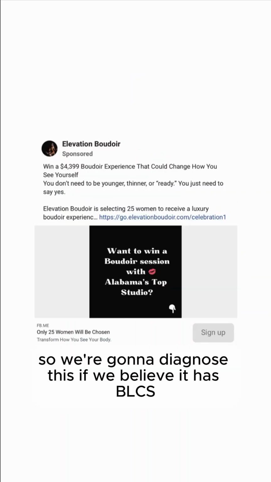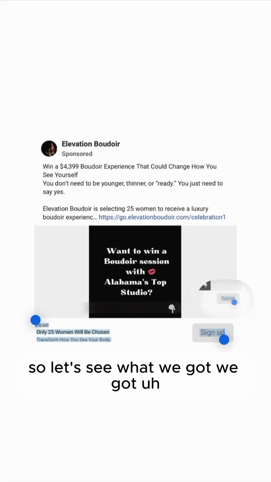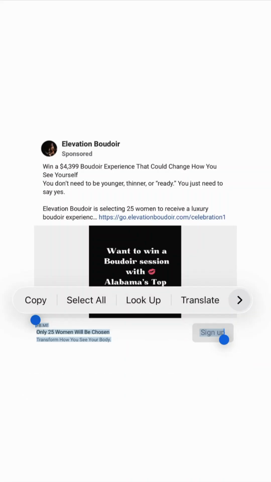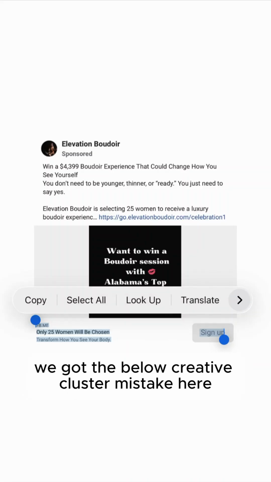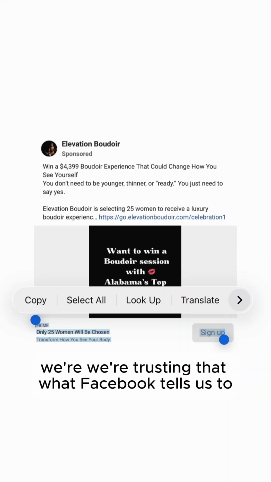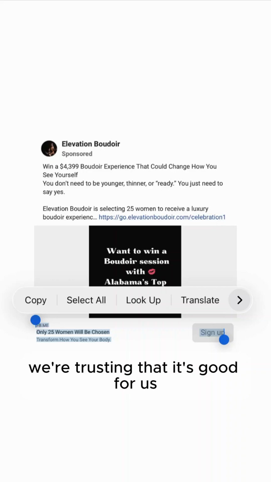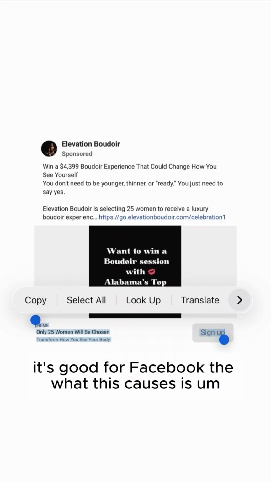So we're gonna diagnose this, see if we believe it has BLCS, Boudoir low click syndrome. So let's see what we got. We got the below creative cluster mistake here. The false belief that caused us to make this mistake is we're trusting that what Facebook tells us to fill out when creating an ad is what we should fill out. We're trusting that's good for us, but in fact it's bad for us, it's good for Facebook.